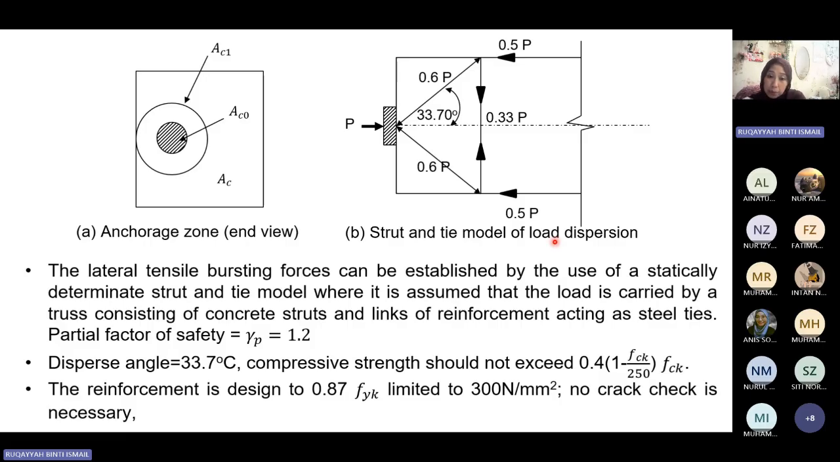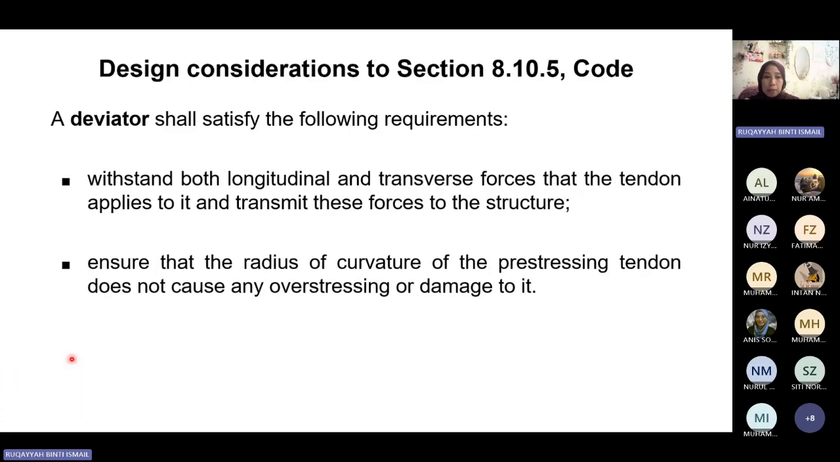You can see the dispersed angle of the compressive strength, which is stated by the code, should not exceed 0.4(1 - fck/250) fck. If the reinforcement is designed to 0.7 fyk, as we know, limited to 300, it means that no crack check is necessary because it has already reached the limit.